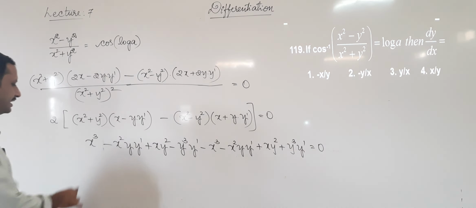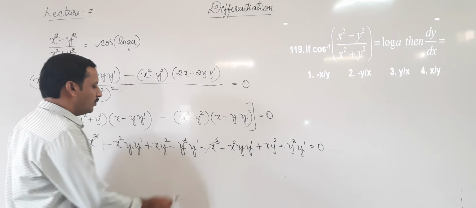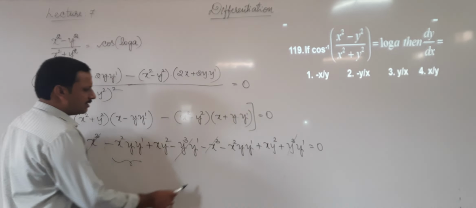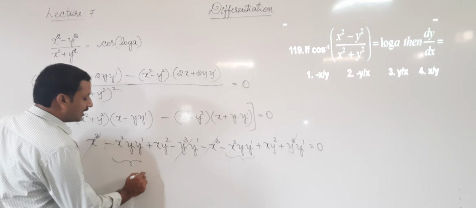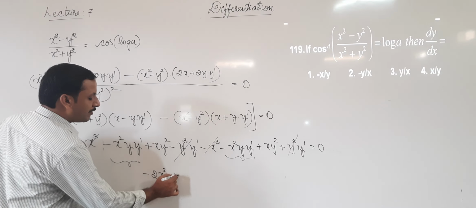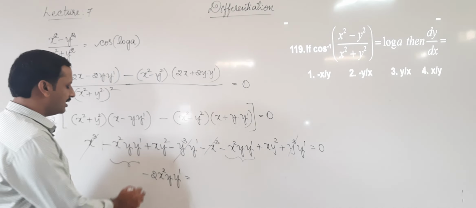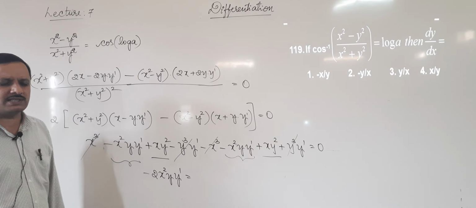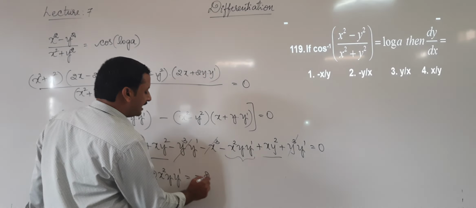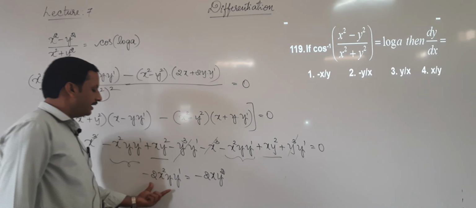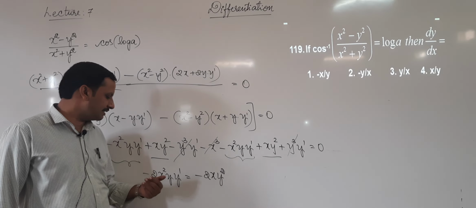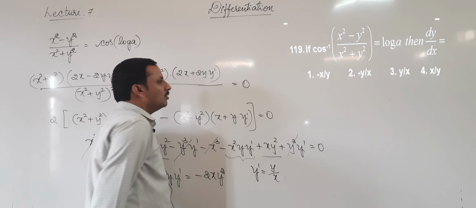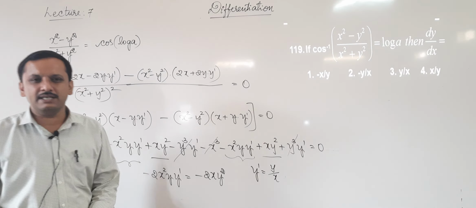Okay, see whether we can cancel anything. Here x cube gets cancelled, y cube y dash gets cancelled. Here minus x square y dash minus x square y dash together will give you minus 2x square y dash is equal to, then what are remaining? These two terms are remaining. xy square plus xy square, that will be 2xy square. Take it to RHS, it will become minus 2xy square. Take this to denominator, 2 gets cancelled, xy gets cancelled. Therefore, y dash is equal to y by x. Y dash is equal to y by x, which is the third option.